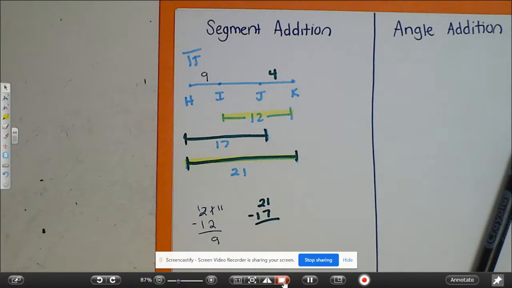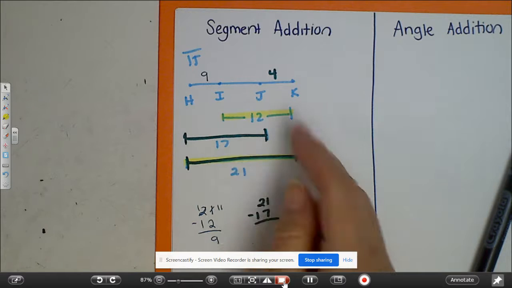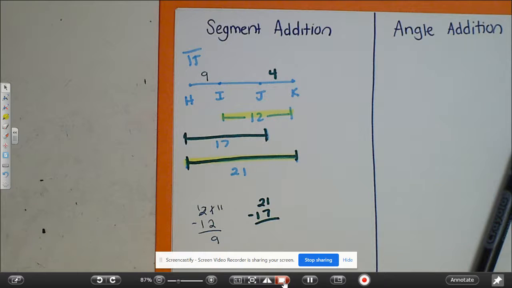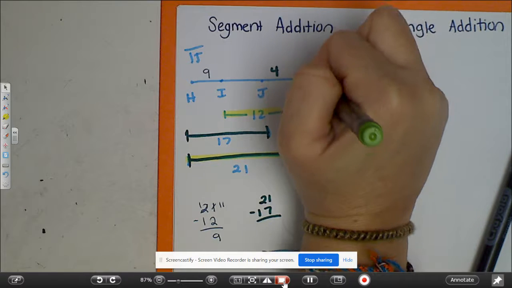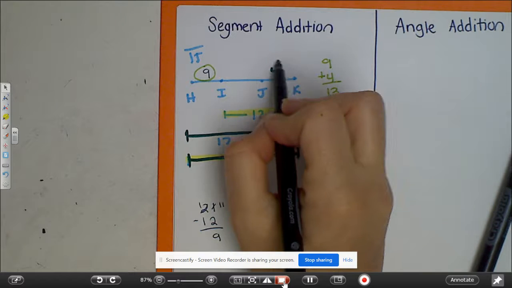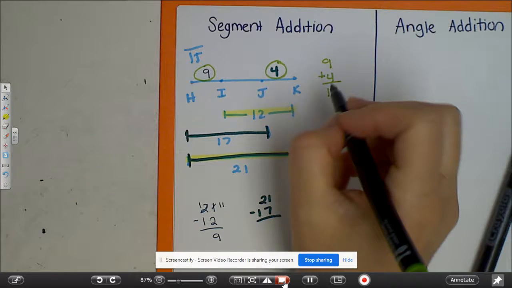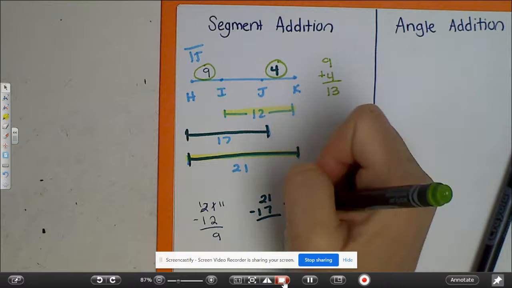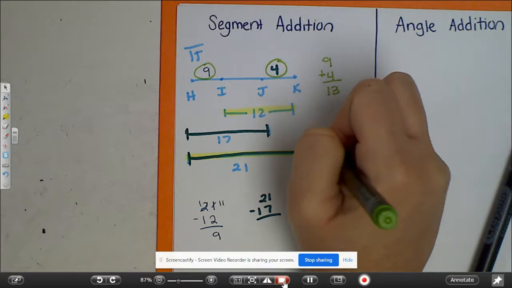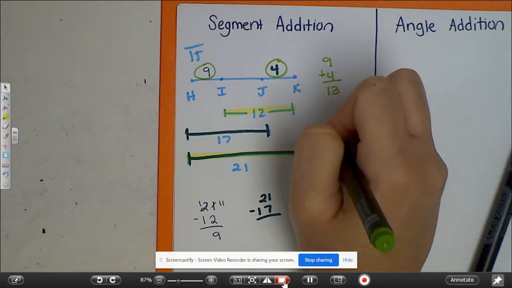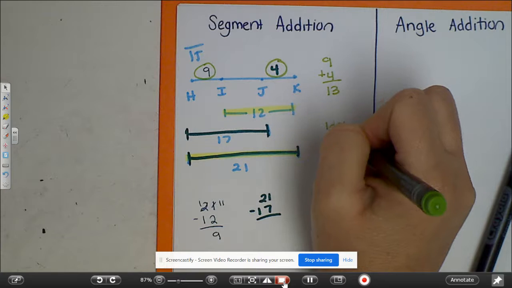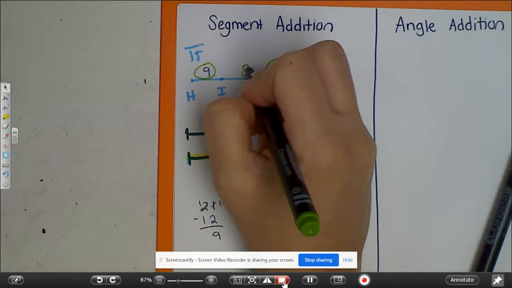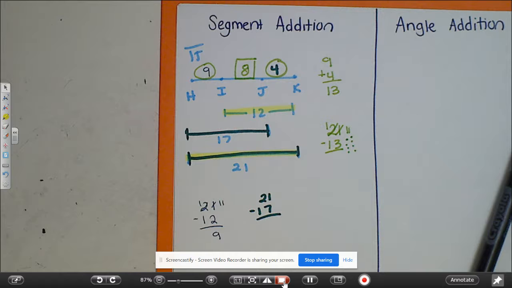But the question is, what is IJ? Well, we know the whole thing is 21, HI is 9, and JK is 4, which means together just these two pieces is 13. So what do we add to 13 to get 21? Or what do you get from 21 minus 13? 14, or sorry, 3, 4, 5, 6, 7, 8, 9, 10, 11. 8. So IJ is 8. All right.